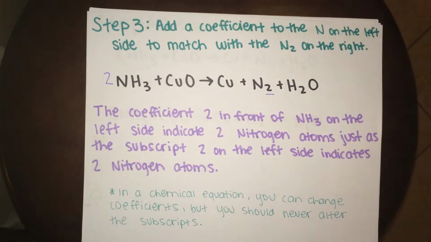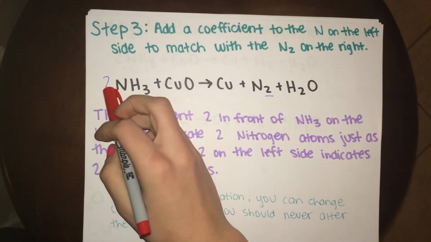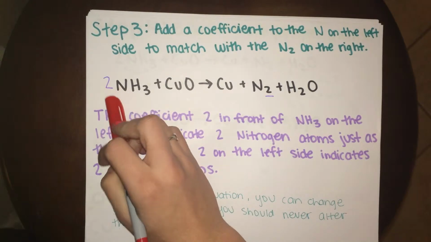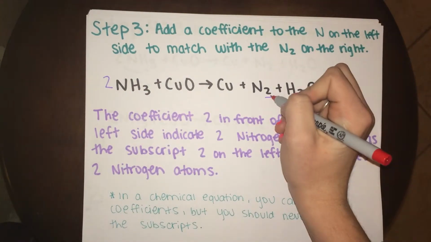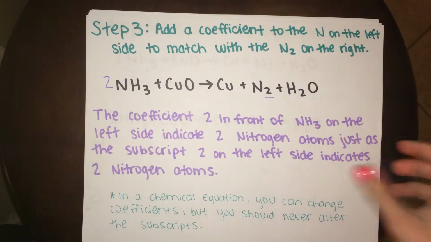2 and 2. In a chemical equation, you can change the coefficients, but you can never alter the subscripts. So here you guess and check. I can change this coefficient to any other whole number, but I can't change this 2 because it's a subscript.